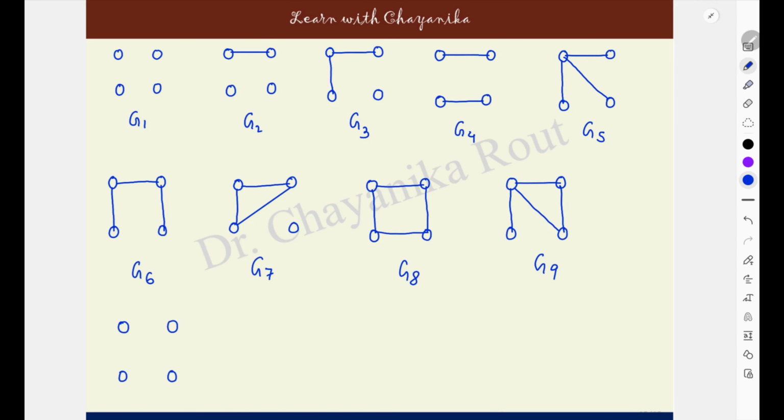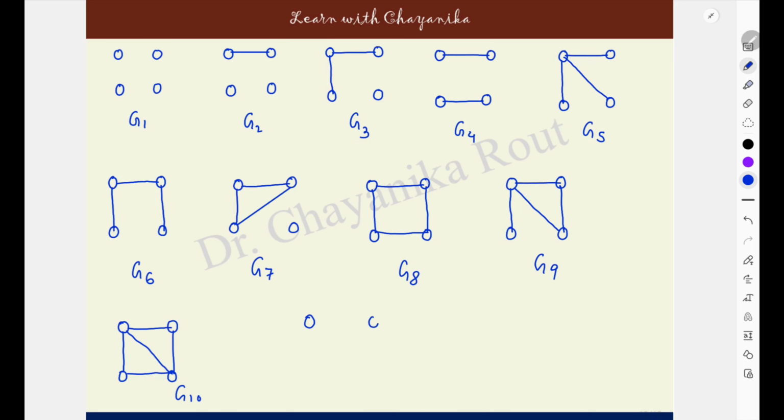Next, I do not have any other graph where I can have 4 edges in a different pattern so that they are non-isomorphic. So I go to insert 5 edges now. To have 5 edges, the only possible way for me is to have a graph like this, G10. This is the only way to have a simple graph of order 4 and size 5.